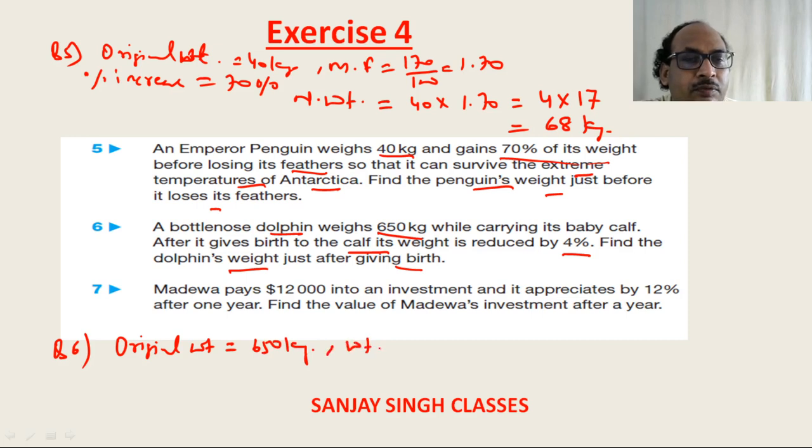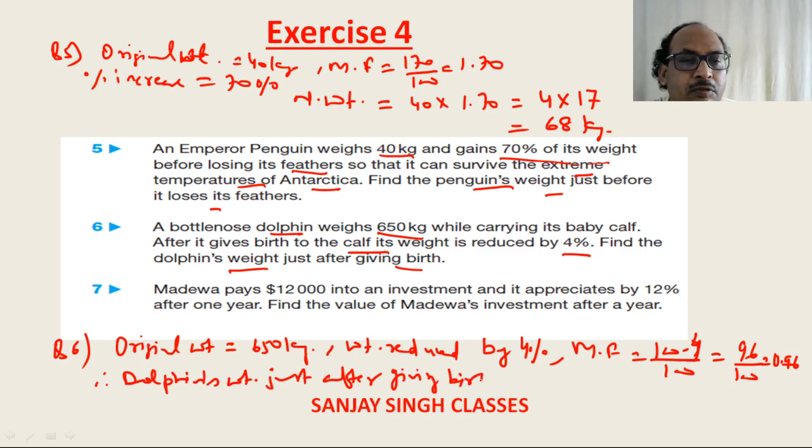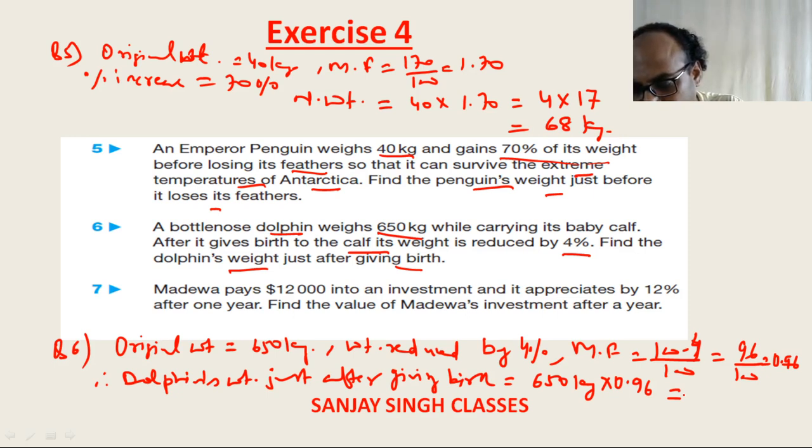And weight reduced by 4%, multiplying factor 100 minus 4 by 100, it is 96 by 100, that is 0.96. Therefore, new weight, or you can say dolphin's weight just after giving birth, like a sentence problem is there, so we need to write: dolphin's weight just after birth will be equal to 650 kg into 0.96. So it is giving us 624 kg.